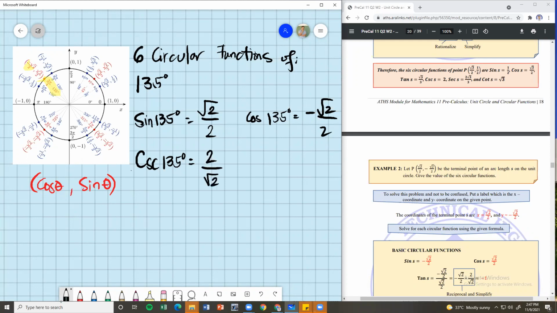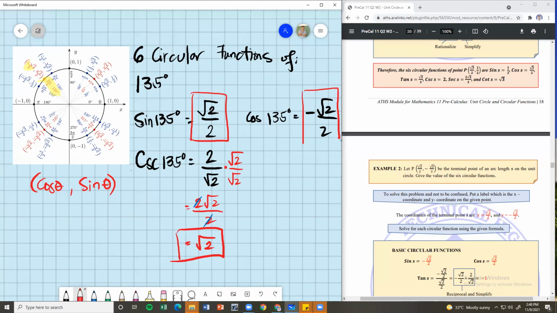Can you follow? Now, bawal ang may radical sa denominator. So, therefore, let's multiply both numerator and denominator by square root of 2. And this will become 2 square root of 2 over 2. Why? Because square root of 2 times square root of 2 is square root of 4. Square root of 4 is just 2. Cancel. The answer here is square root of 2. That's it.